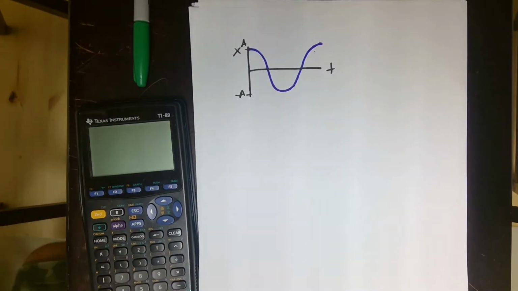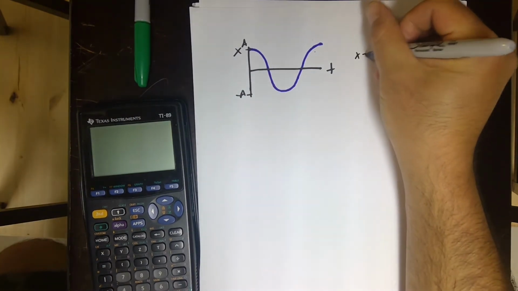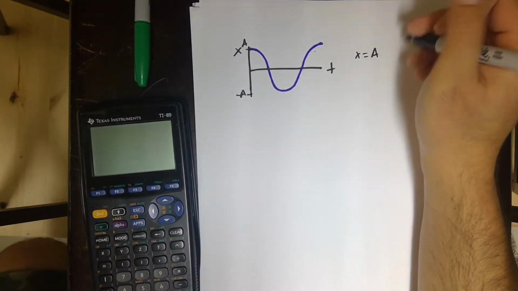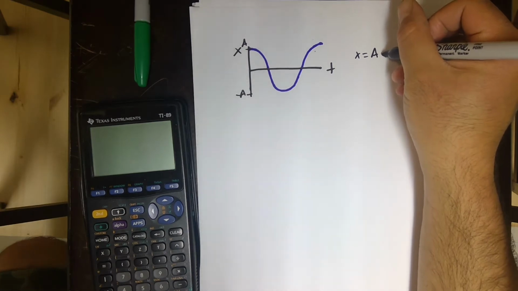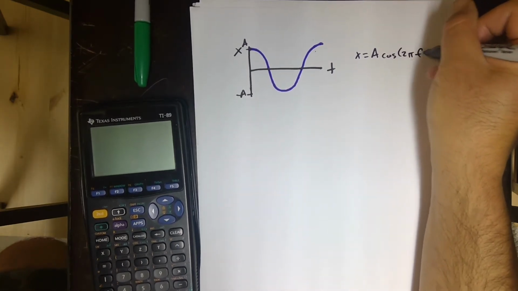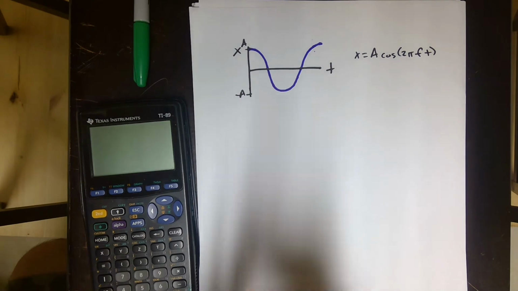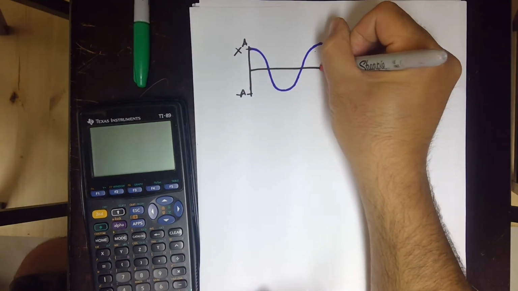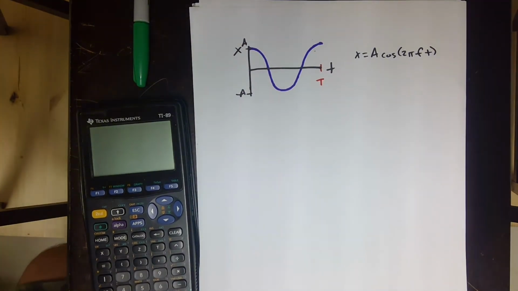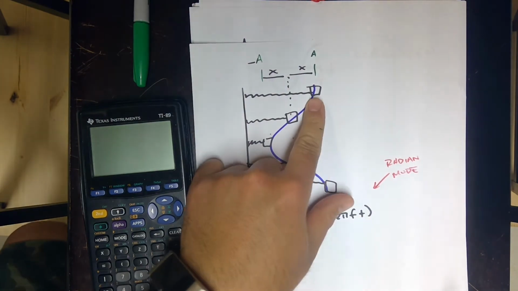Why don't we write the function again just so that it can always be in front of us. x is equal to A, which is the maximum amplitude, how far we stretch it away from equilibrium, times cosine of 2 pi ft. And what we have just diagrammed out is one full period. So this point right here is capital T, that's the period there.